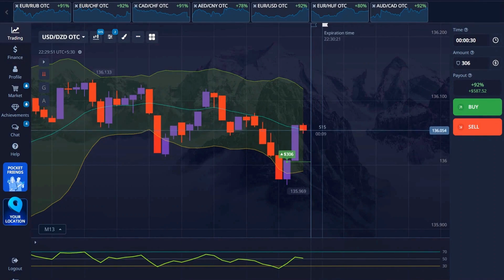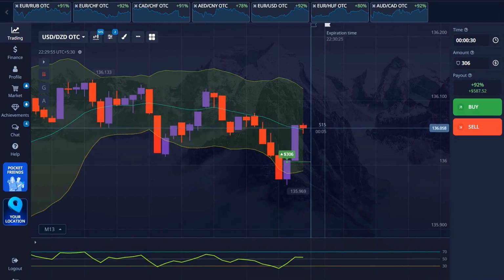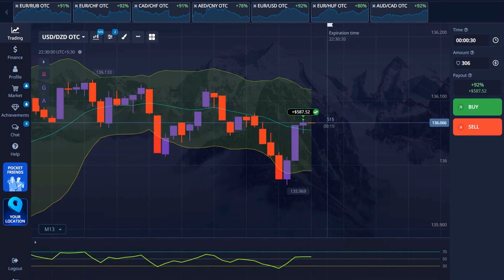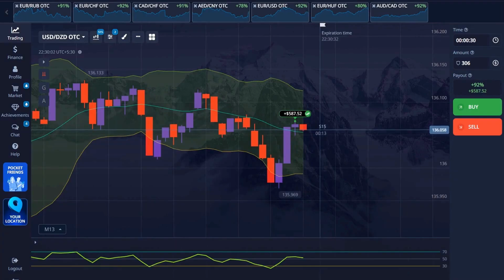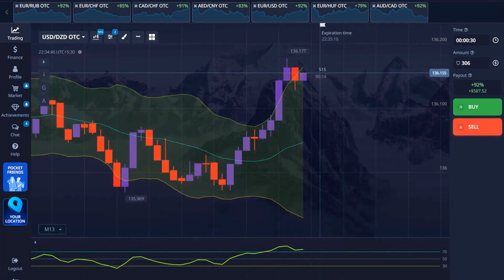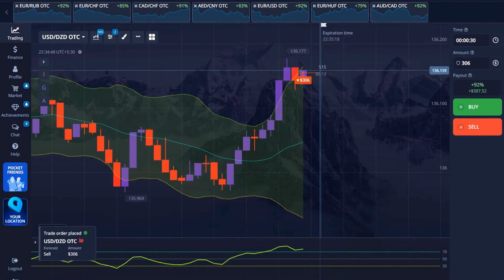For example, a red candle goes below the lower Bollinger Band. The next candle closes back inside the band. The RSI shows 30, which means the market is oversold. This is a clear buy signal. Enter a buy trade.